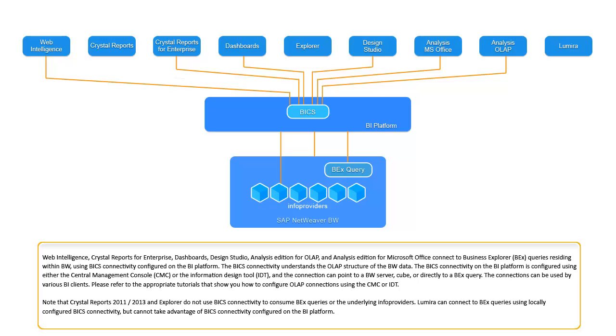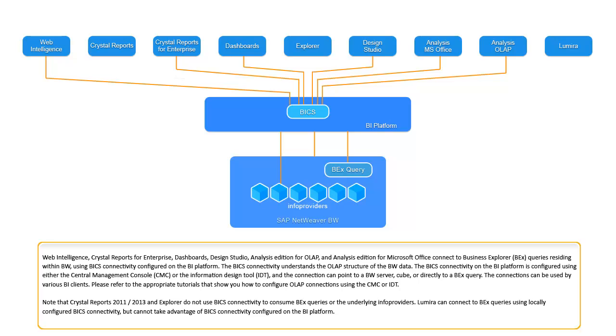The BICS connectivity on the BI platform is configured using either the Central Management Console (CMC) or the Information Design Tool (IDT), and the connection can point to a BW server, cube, or directly to a BEX query. The connections can be used by various BI clients. Please refer to the appropriate tutorials that show you how to configure OLAP connections using the CMC or IDT.